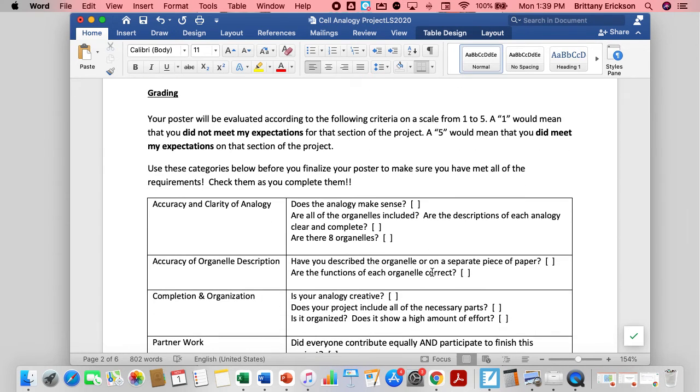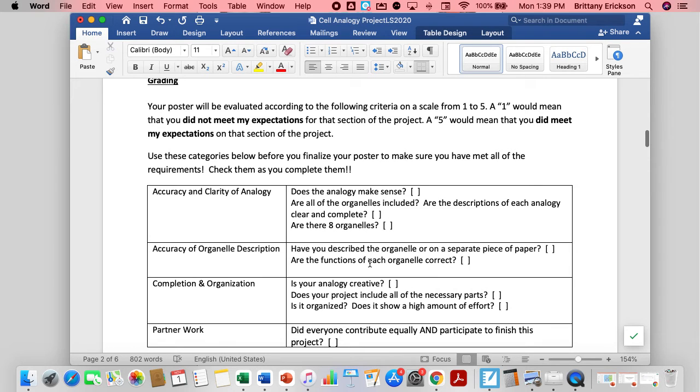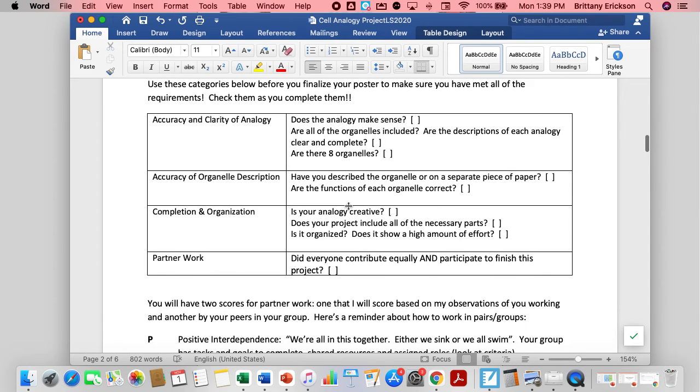This is how you will be graded. This is like a simple little rubric. 1 means you did not meet the expectations. 5 means that you did. So accuracy and clarity of the analogy, does it make sense? Are all the organelles included? Are there 8 organelles? Accuracy of the organelle description. Do you have that? I know it's a separate piece of paper. That's false. It's really in this packet. I need to change that. Are the functions of each organelle correct?